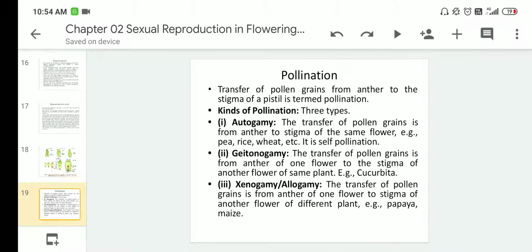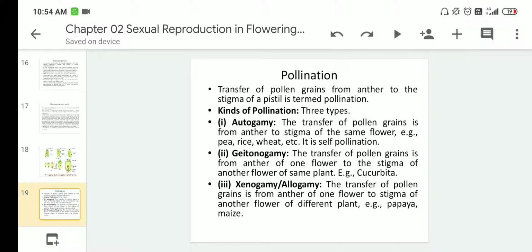Now we come to another important phenomenon in the sexual reproduction of flowering plants, which is pollination. The term is not new for you. Transfer of pollen grains from anther to the stigma of a pistil is termed pollination. There are 3 types of pollination: one autogamy, second is geitonogamy, third is xenogamy or allogamy.